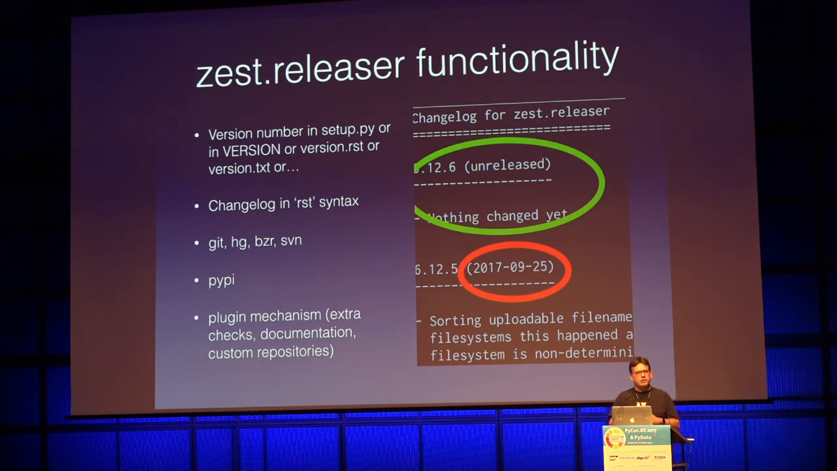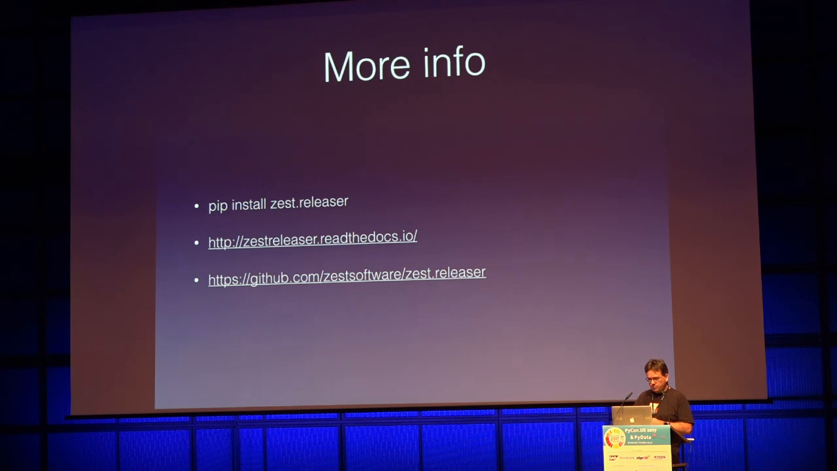There's a plugin mechanism which people can use for custom documentation, extra steps, uploading not to PyPI but to something company internal, or updating a version number in a weird place. There have been all sorts of people making their own kind of plugins, so it can fit in quite nicely with your own company's standards. So try it out, just pip install, and you can find it if you Google for it. Thank you.